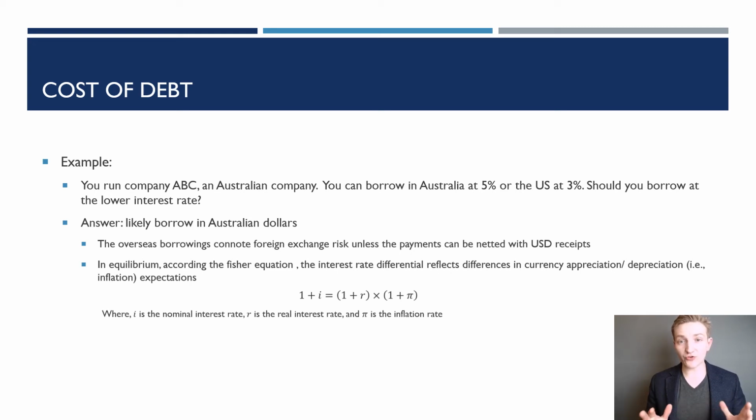Now, if you believe that covered interest rate parity holds to some extent, then you probably won't necessarily want to borrow in the cheaper market, because exchange rates are going to fluctuate to reflect those interest rate differentials. And in equilibrium, we've got the Fisher equation, which asserts that the nominal interest rate is equal to 1 plus the real rate multiplied by 1 plus the inflation rate. So if we've got an inflation rate differential and an interest rate differential, those are effectively going to even out over time, and it's not necessarily going to benefit you to borrow in the cheaper market. I.e., you might just borrow in the market that reduces your foreign exchange exposure and your foreign exchange risk.